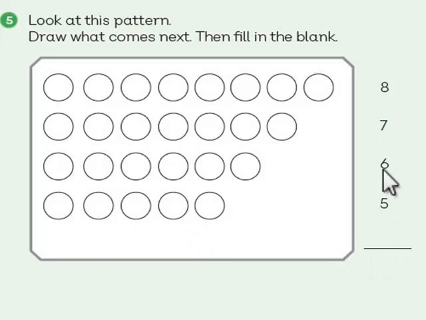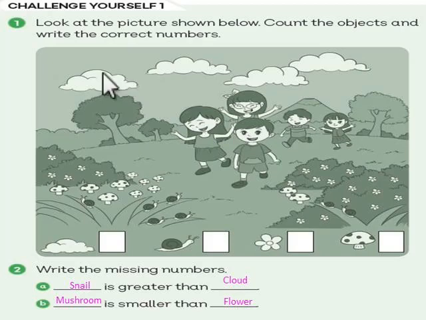Next, look at the pictures below. Count the objects and write the correct numbers. Okay, we have here clouds, we have snails, and we have flowers, and we have mushrooms. Okay, can you count how many clouds are there? Can you count? 1, 2, 3, 4. So you write 4 clouds. Very good.